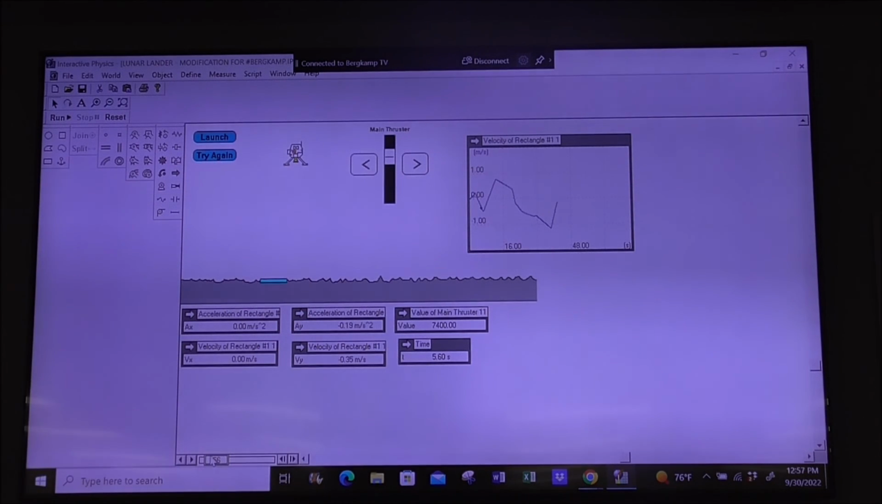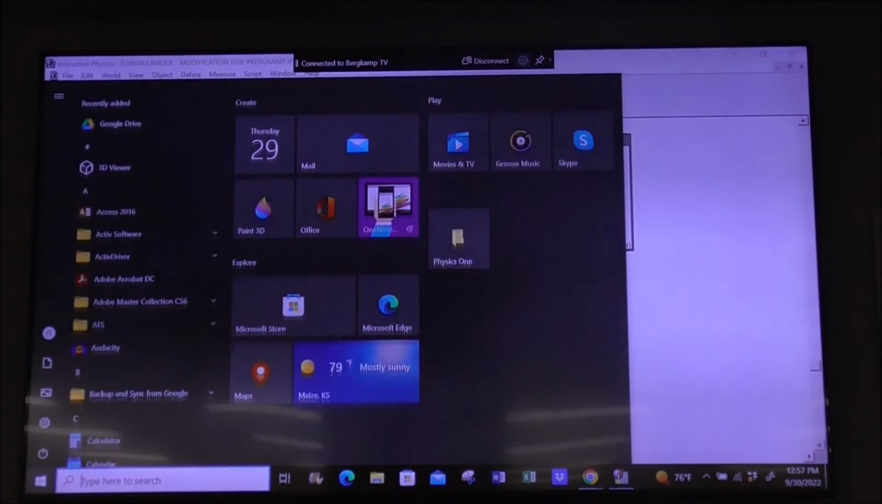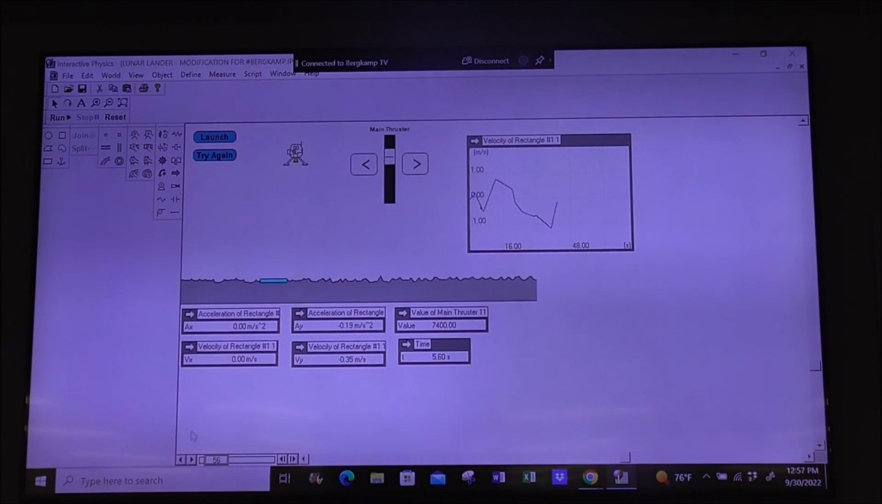But if I change it a little bit, come back here, and I come over here, like at this point. Whoa, that got crazy.